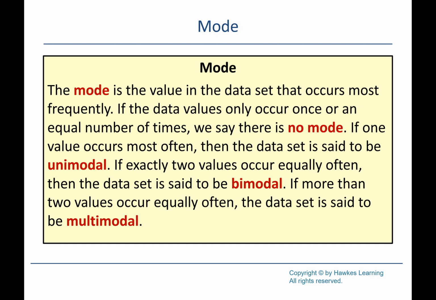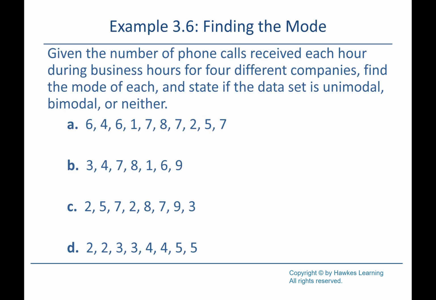If you have one mode, you say it's unimodal. If you have two modes, you say it's bimodal. Or if you have more than that, you can say it's multimodal. These can be a little trickier than you may have seen before, but I'll give you the information you need to not get tricked. So let's look at a few.